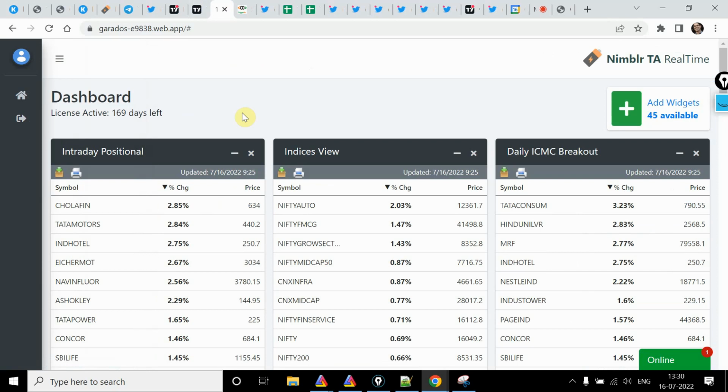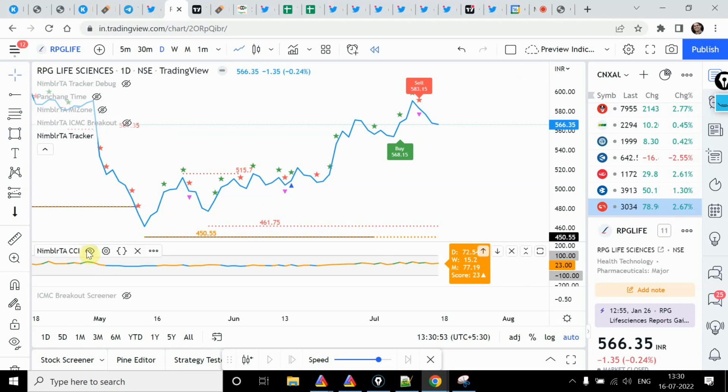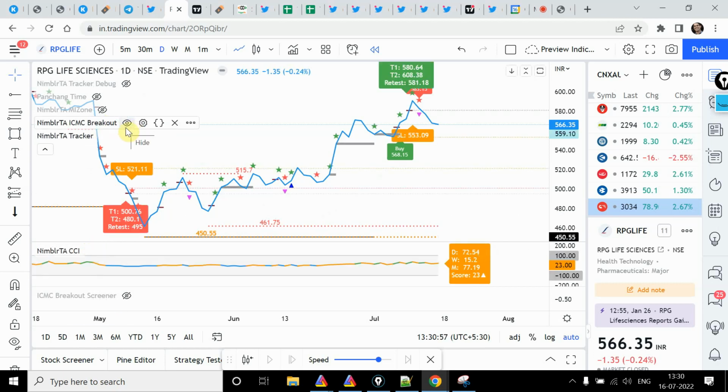But you also need to buy TeamViewer, right? Which one? If you have to use your NimblrTA tracker and all that, you need TradingView. Not the TradingView membership, right? Not required. Three indicators are complementary, right? So you have the tracker available, you have CCI available, you may want ICMC breakout. So any three can be done on a free account.